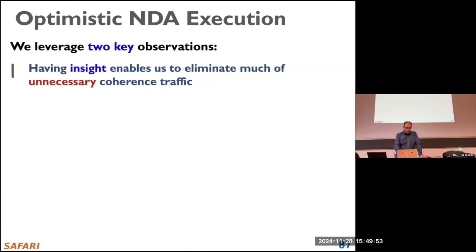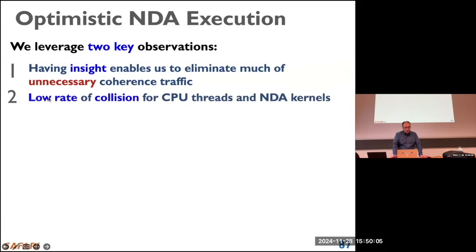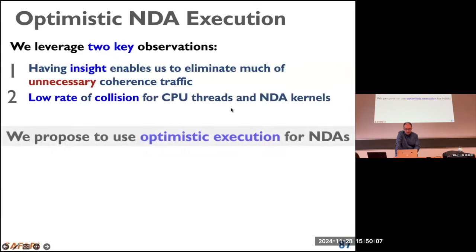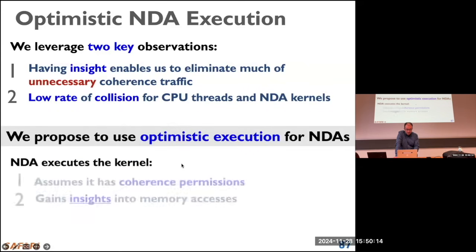I will just provide the overall key idea of this technique. So we leverage two key observations. We know that having insight enables us to eliminate much of the unnecessary coherence traffic, and a low rate of collision for CPU threads and NDA kernels from the observation that we had. So we propose to use optimistic execution for NDA.